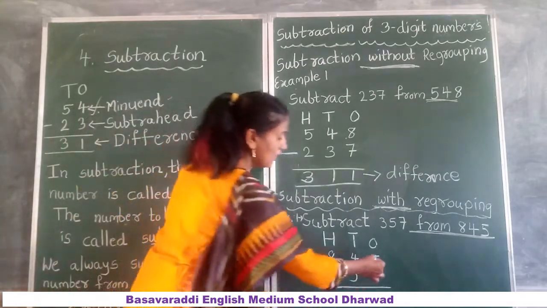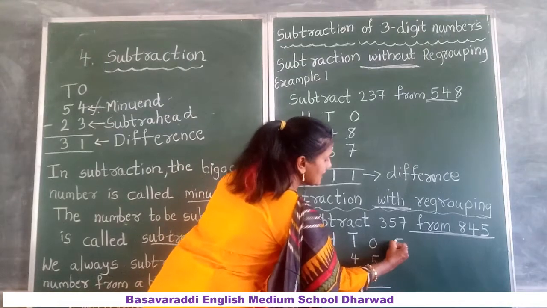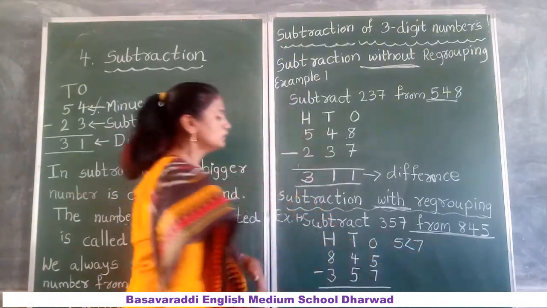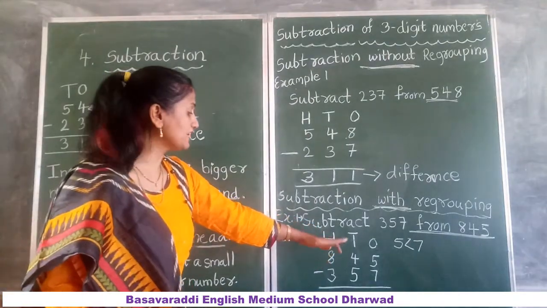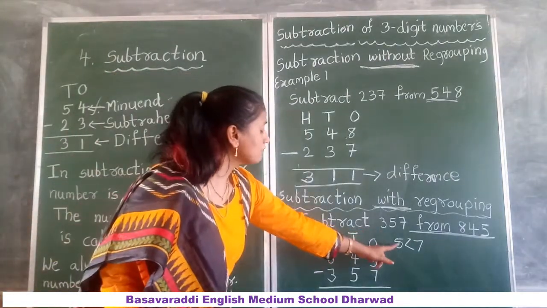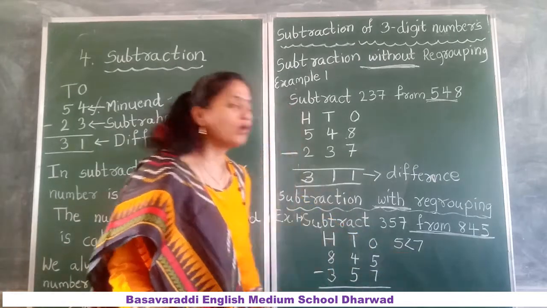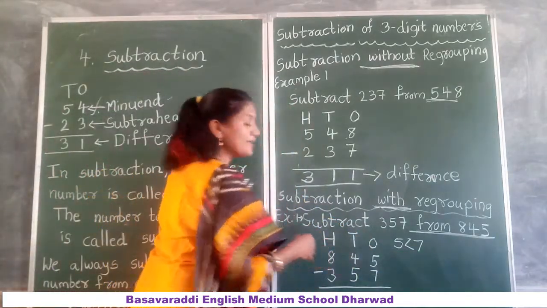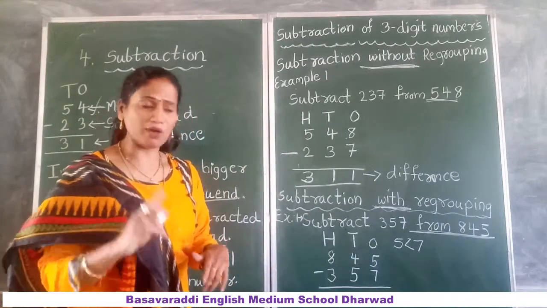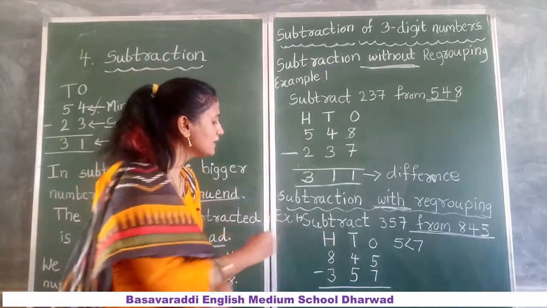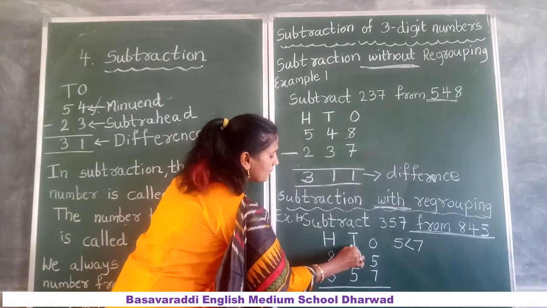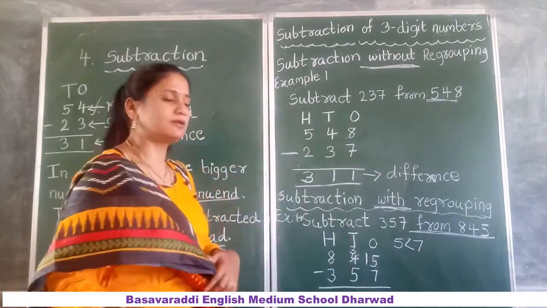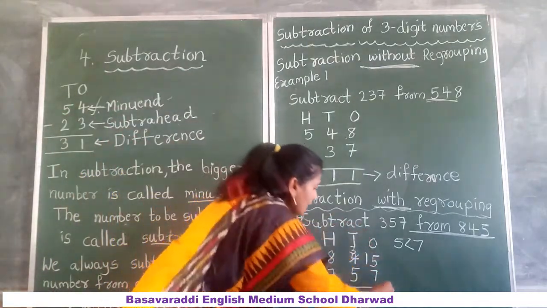Now, let us see. 5 minus 7. Which is bigger? 7 is bigger. The minuend should be bigger, but 5 is smaller than 7. So what do we have to do? We have to borrow from the tens place. Please give me 1. 4 tens is here, then 1 he is giving, so remaining 3 tens. 15 minus 7 is 8.